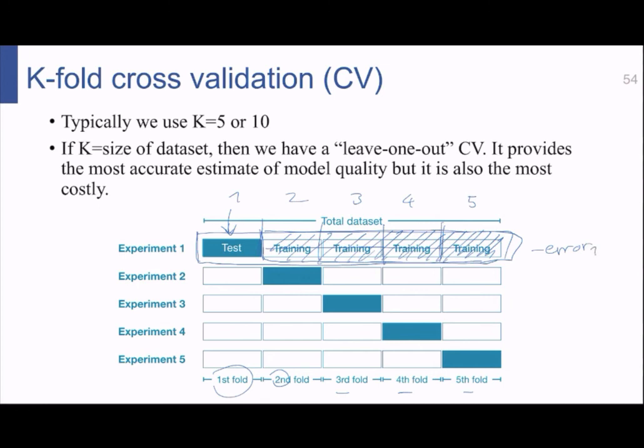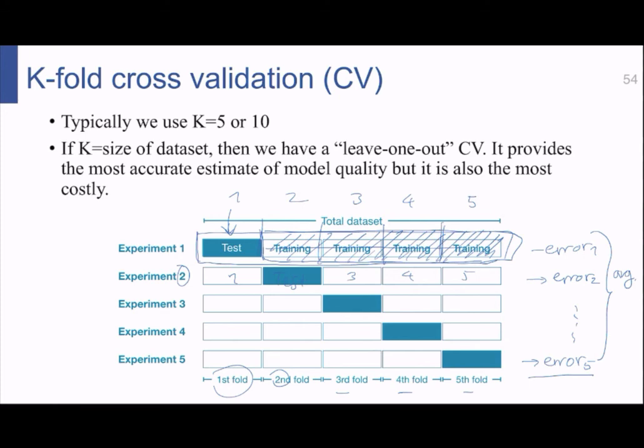Let's call it error 1. Then, for the second experiment, experiment 2, we use the second fold as the test, and we use 1, 3, 4, and 5, all of them together, in order to train. From here, we get an error 2. And understandably, if we do 5 experiments, we get 5 errors, up to error 5. So the error of the model is the average of all of these errors.